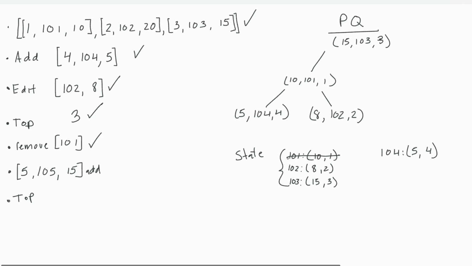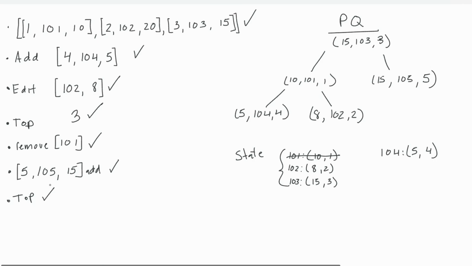So again, we avoid having to iterate through the entire priority queue and instead rely on just our state hash map here. Next, we're going to add this new task. This should be fairly simple. We can add this down here with priority 15, a task of 105, and user ID of 5.